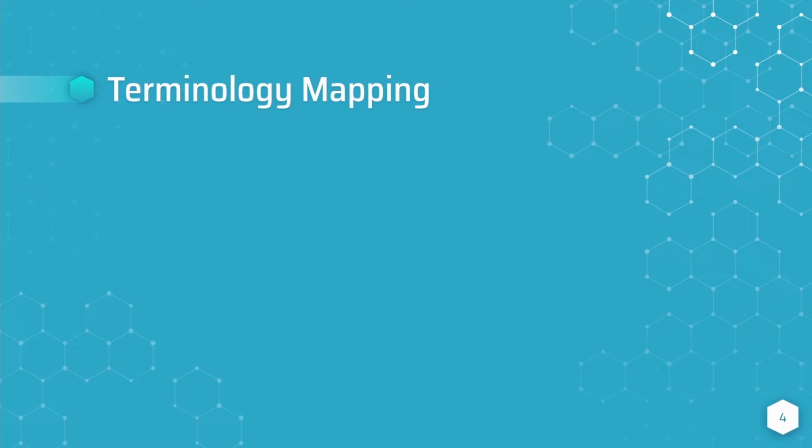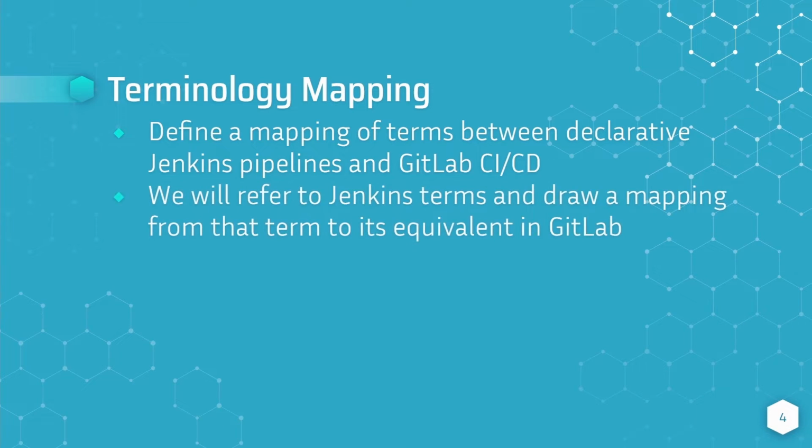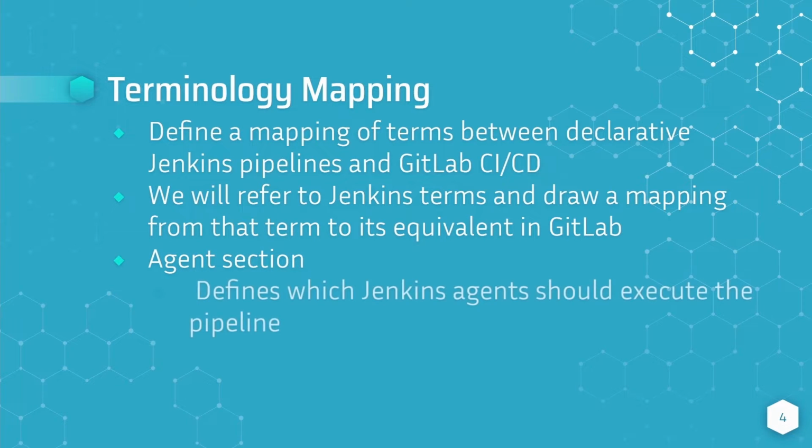Let's begin the tutorial by performing a comparison of terminology and concepts between the two tools. We will define a mapping of terms between declarative Jenkins pipelines and GitLab CI/CD. We will refer to Jenkins terms and draw a mapping from that term to its equivalent in GitLab. The first is the agent section of a Jenkins pipeline. This section of the pipeline specifies which Jenkins agents should execute the pipeline.